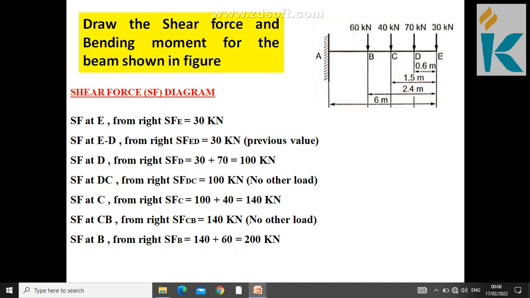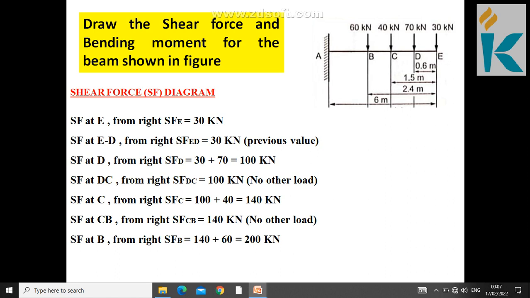Then coming to the next one, shear force at D from right, S of D equals the previous answer plus at D you have 70 kilonewton, so 30 plus 70 is 100 kilonewton. Then the next one is shear force between D to C. You first write the previous answer, 100 kilonewton, then you see if there is any load between D to C. Actually there is nothing, so it's 100 as is. Then shear force at C from right, S of C, is the previous answer plus at C you have 40 kilonewton, so 100 plus 40, 140 kilonewton.